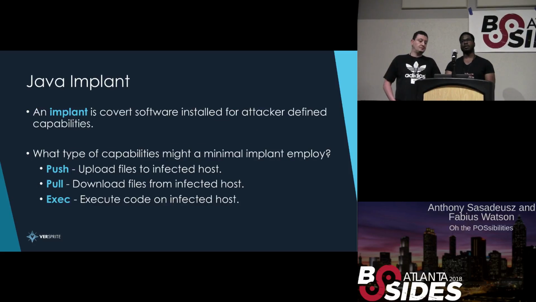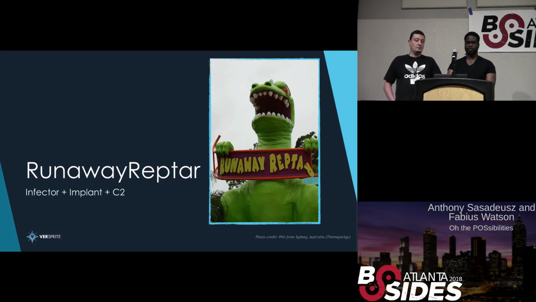And this led us to the idea to develop a Java implant that we wanted to put into the jar file. An implant is basically a covert piece of software that gives someone access to defined capabilities. Some of the basic capabilities that might exist are push, pull, and exec, which allow for file transfer and code or command execution. And this led us to the creation of something called Runaway Reptar.